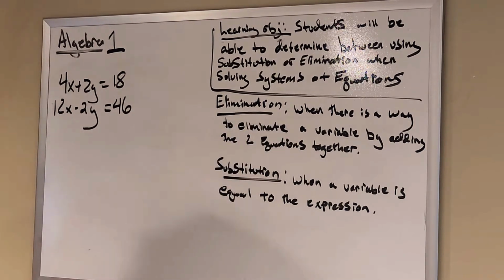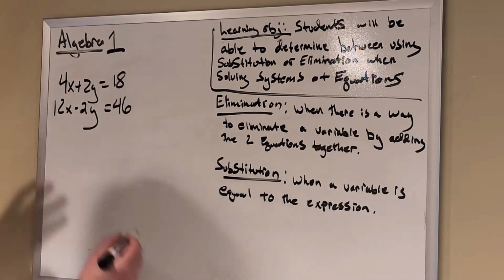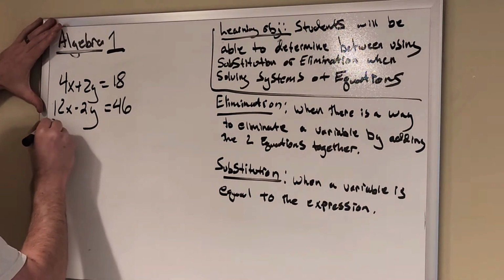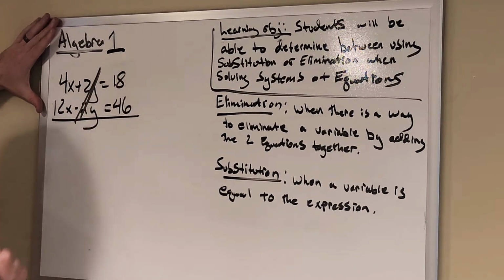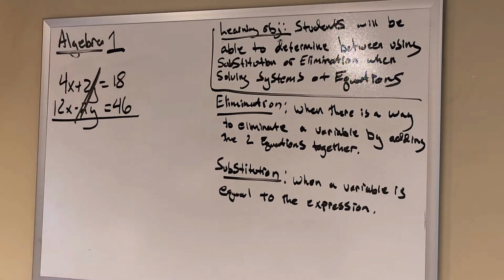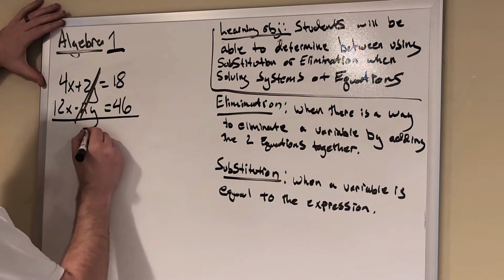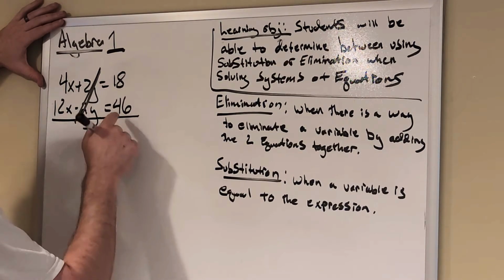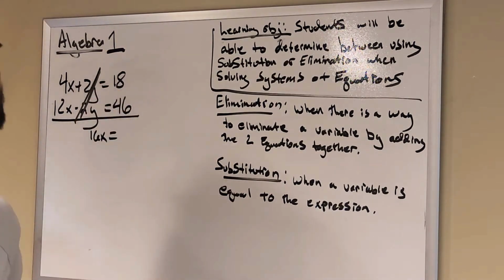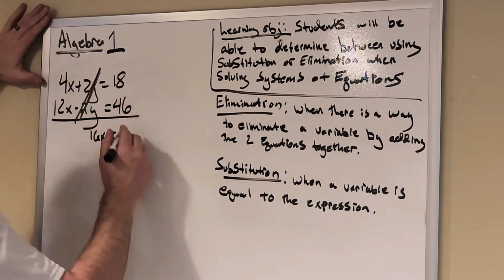First thing, elimination. Is there a way to get rid of an x variable or a y variable right off the bat? I say, actually, if I put a line here, my x, or my y variables, I have a 2y and a negative 2y. They cancel each other out if I add those together. So I'm left with 16x equals, so 18 plus 46 is going to be 64.